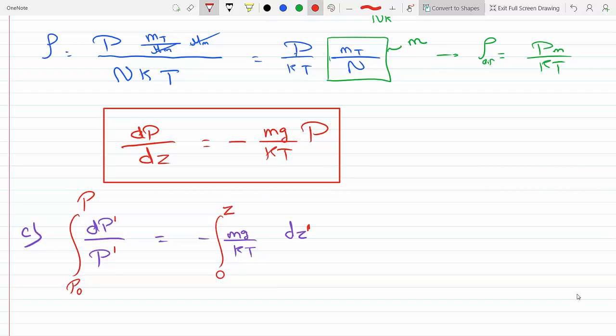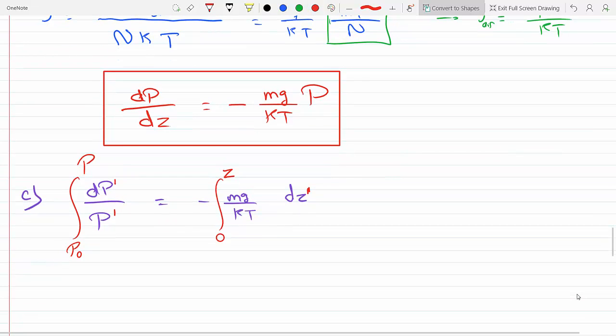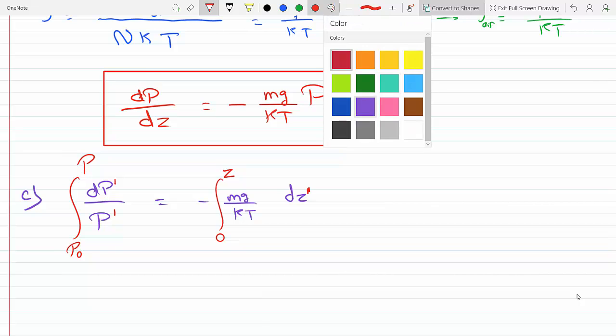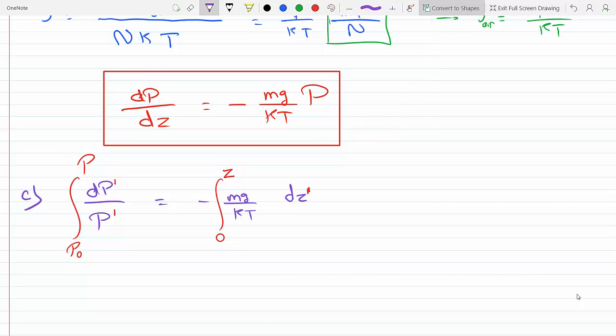And so to distinguish this, I would prime my integration variable. Okay, so the first one, the integral of dP over P, is ln. This is not a prime, this is just prime coordinates, so we will get ln P equal to minus mg over kT. These are constants, they can come outside the integral.